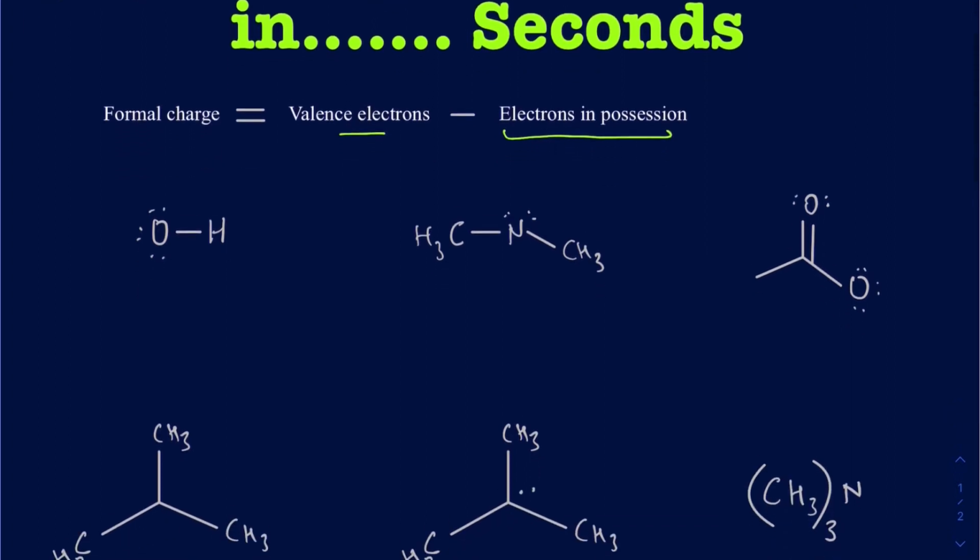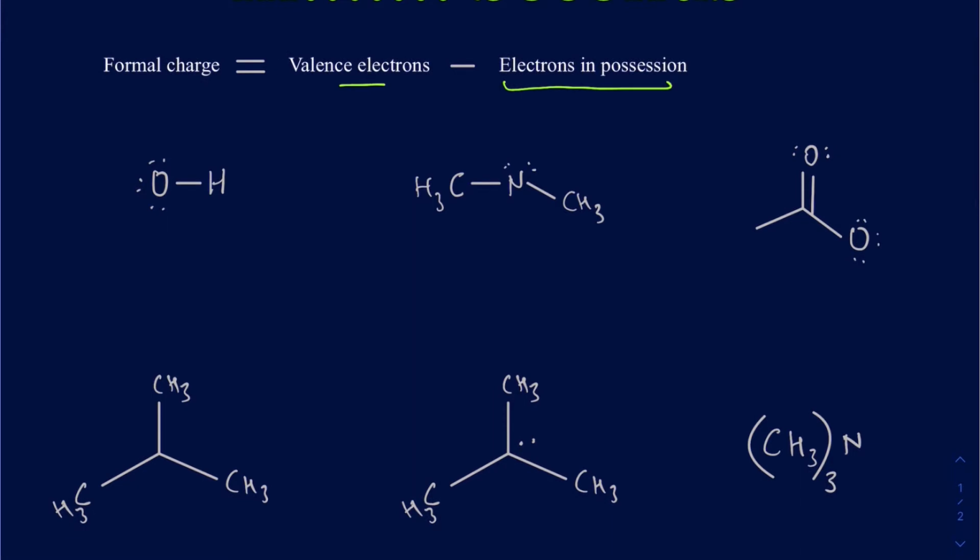So I've got some of these examples. Let's look at this first one where I have OH and I've got to figure out what's going to be the formal charge on this oxygen. So what I want to do here, I'll go ahead and draw a circle around the atom that I'm trying to figure out the formal charge for, like this. Now I want to figure out how many electrons this particular oxygen has in possession at this moment.